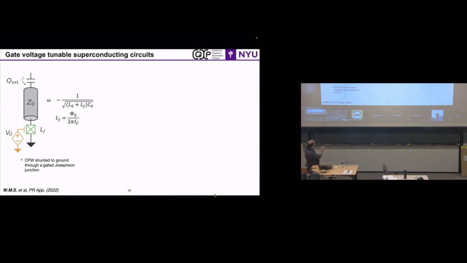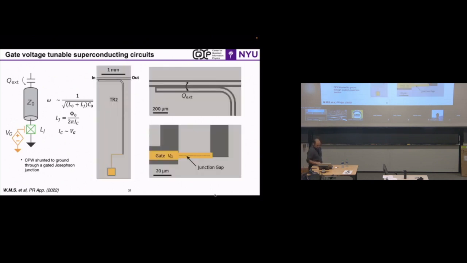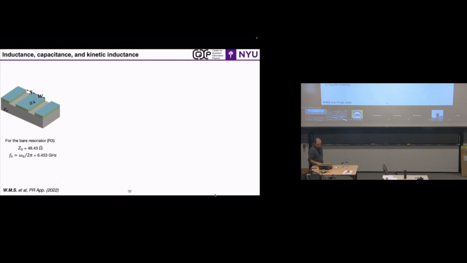The Lj, as I said, is inversely proportional to the supercurrent. Supercurrent is a function of gate voltage, so if I measure the resonant frequency of this with a VNA, and I sweep the gate voltage, I would expect that resonance to change, right? So this is the circuit, and let me see if I can show you the data.